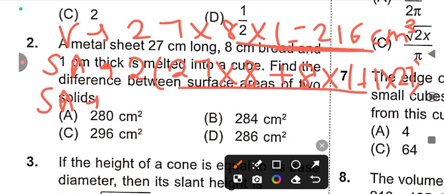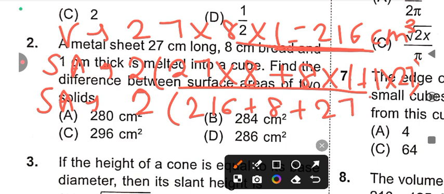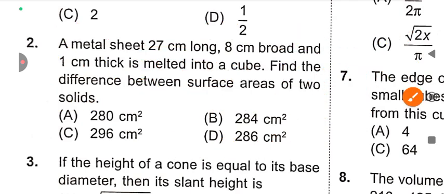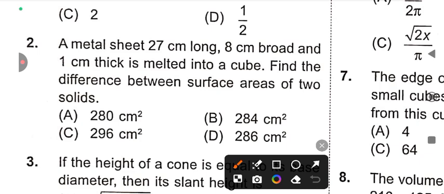So we get the surface area as 2 into (216 plus 8 plus 27). We get the surface area as 502 centimeter square.